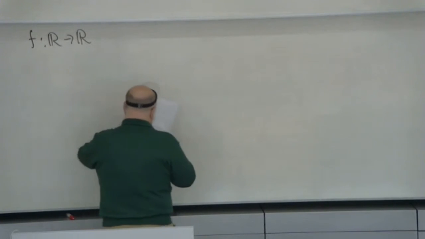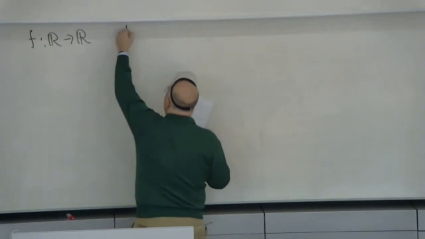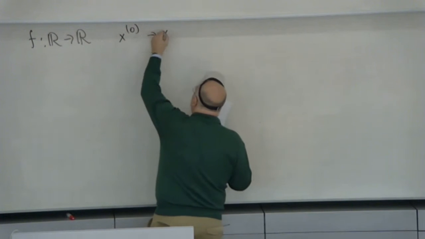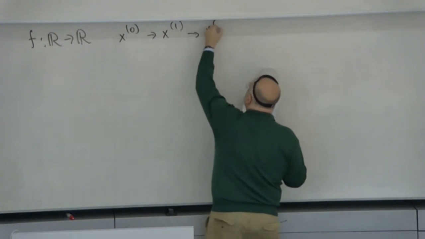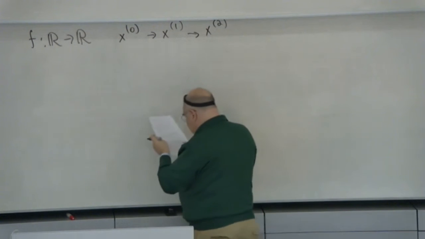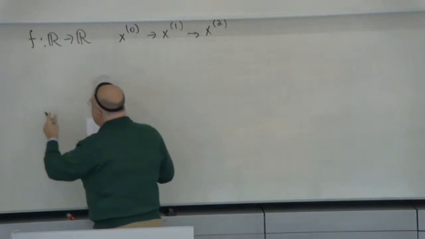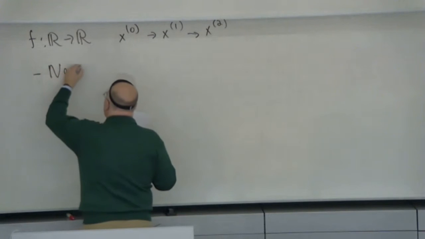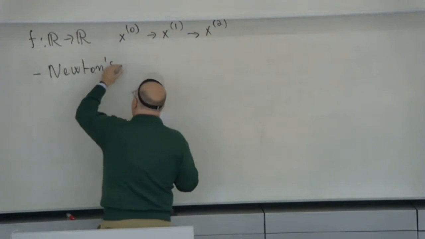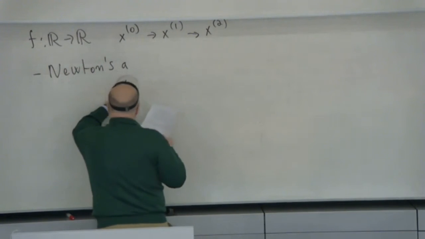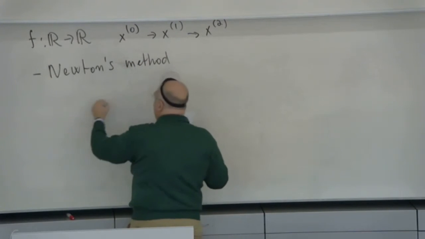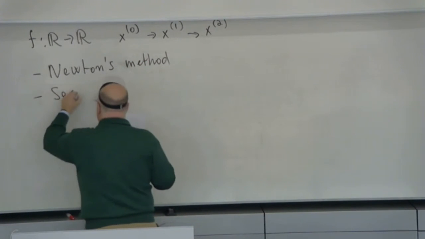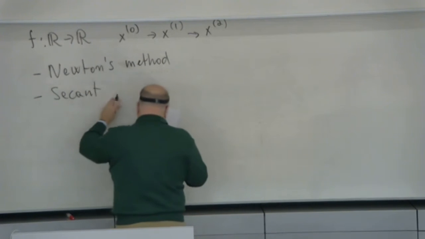So our algorithms will start from an x0, and then produce an x1, which will produce in turn an x2, and so on. Okay, at some point we'll stop. We will see two algorithms. The first one is the so-called Newton algorithm, the Newton method. And the second one is called the secant method.